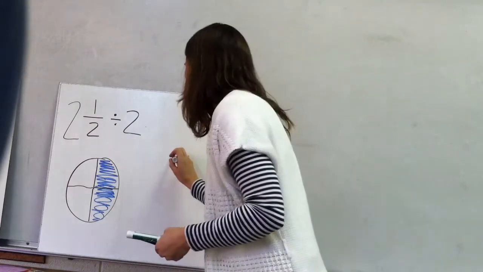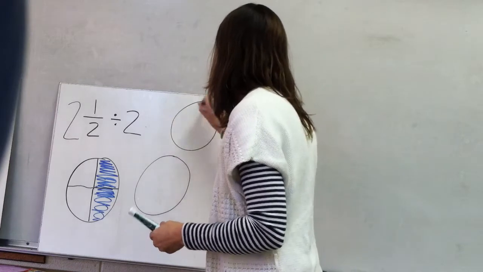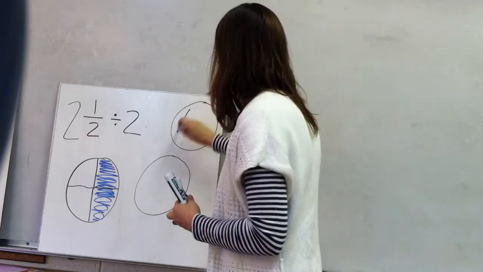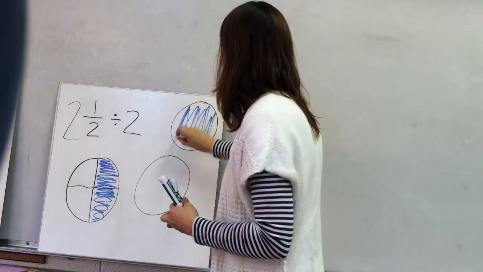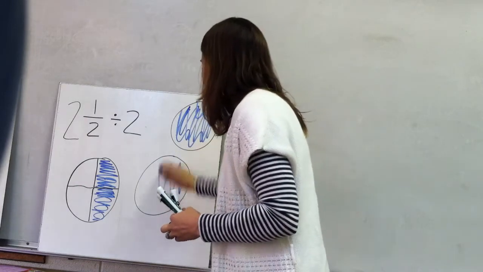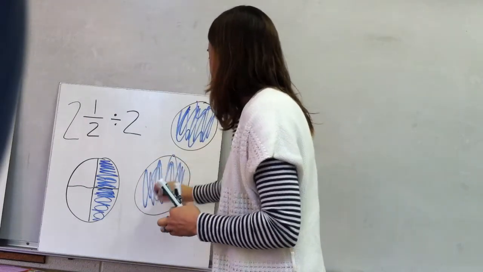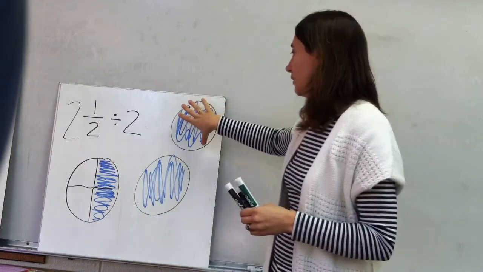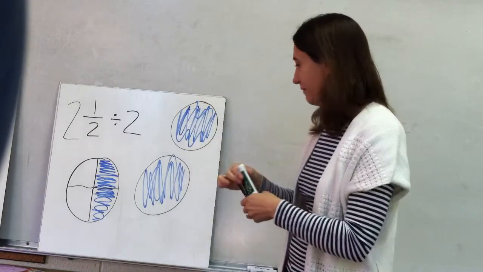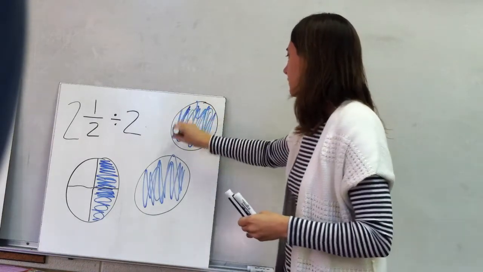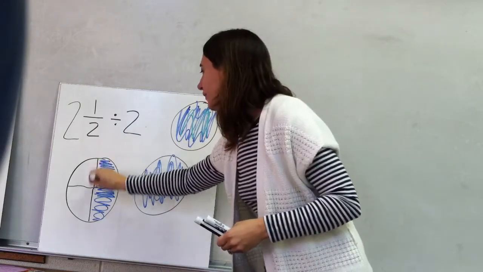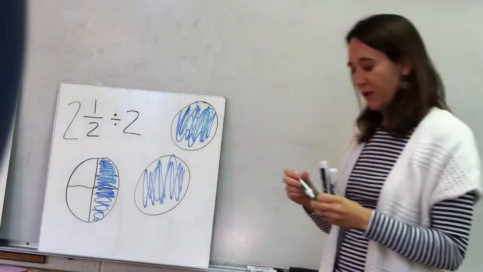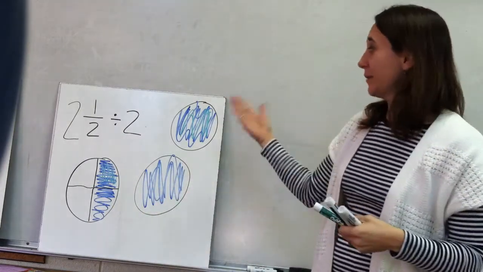Okay, so we need to draw 2 more whole pizzas, right? And we'll color them all in. This is showing what we have. And we know that each friend would still get 1 whole pizza, right? This would be 1 friend. And they would get 1/4 of that other pizza left over. So the other friend would get 1 whole pizza and 1/4 as well. So we need to see how we can do that with math.